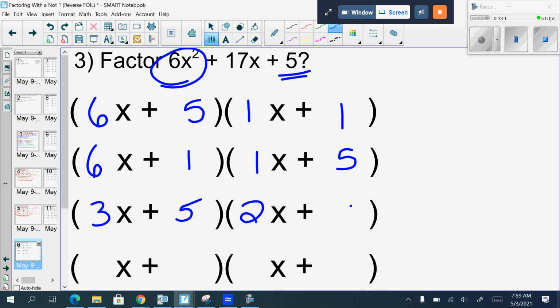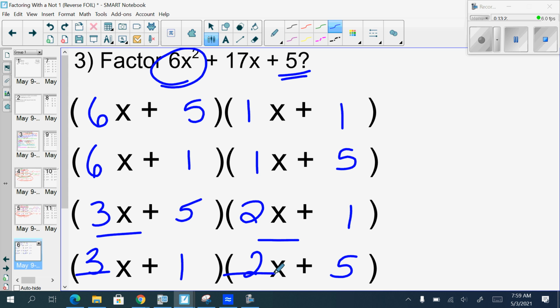Or 5 here and 1 here. We keep the 3 and the 2, but flip these. Again, you don't want to flip the 3 and the 2 and the 5 and the 1, because then you'll end up with just the same combination again. I would only flip the last number. I would keep the first ones in the same positions, okay?